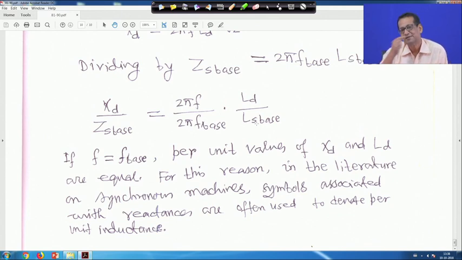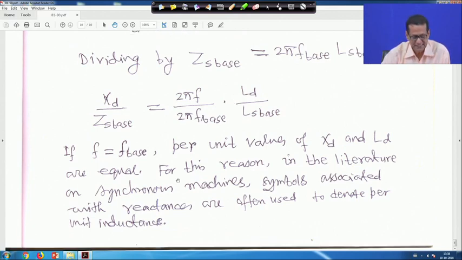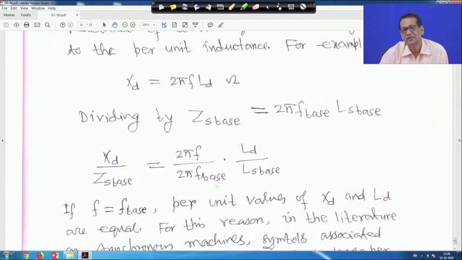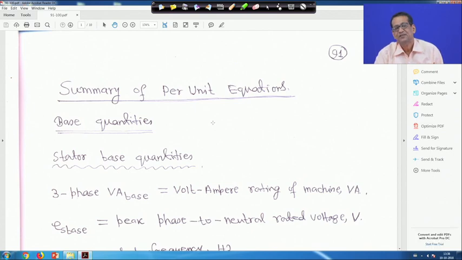So in per unit, whenever we say per unit reactance, it means per unit inductance also. For this reason, in the literature on synchronous machines, symbols associated with reactances are often used to denote per unit inductance. So numerically, if it is given as per unit reactance, then it is per unit inductance also. If it is given as per unit inductance, it is per unit reactance also. With this, now this is a summary of the per unit equations.